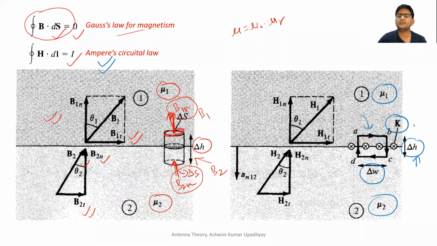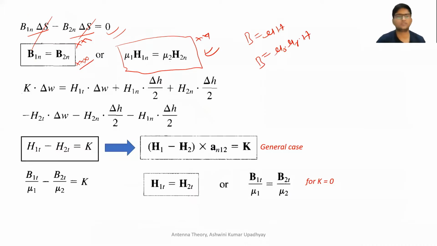So as you can see in this curve ABCD, the section A to B is parallel to this surface. That is why we will multiply the tangential component of H. B to C and A to D are normal to the surface, so we will be multiplying the normal component of H in our closed integral. So this is what I have done here, and this is similar to the equation we wrote in the case of boundary relation for electric fields.